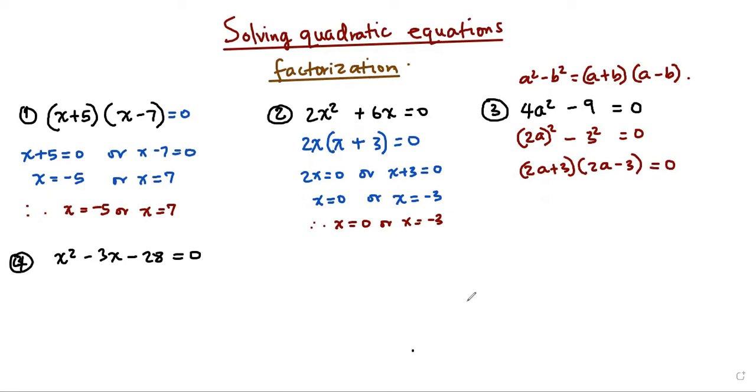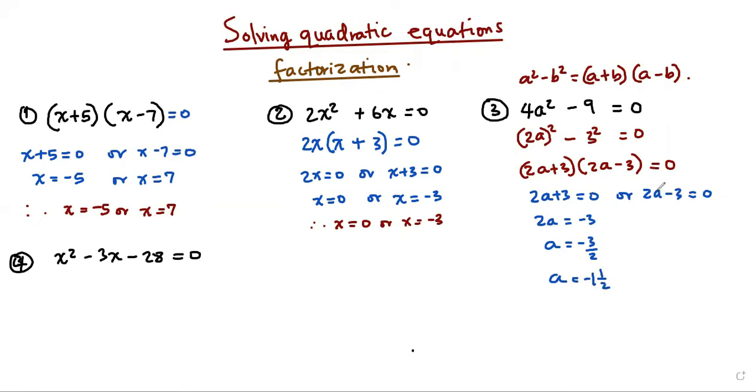So then I can say that 2a plus 3 equals 0, or 2a minus 3 equals 0. If 2a plus 3 equals 0, plus 3 will go this side to become -3. So I will have 2a equals -3. If we divide by 2 on both sides, then a is equal to -3 out of 2.